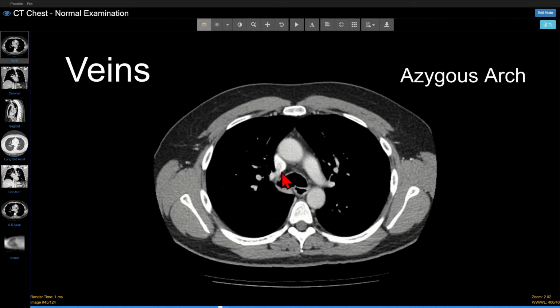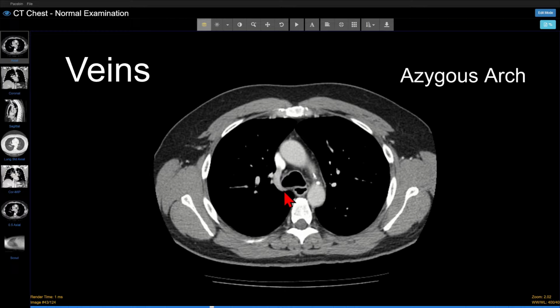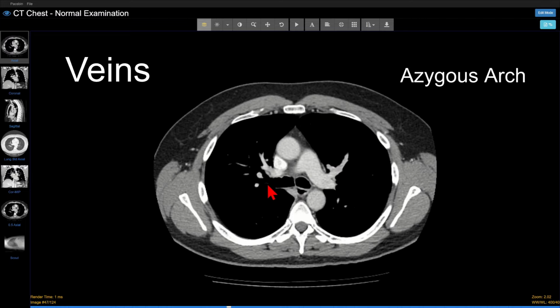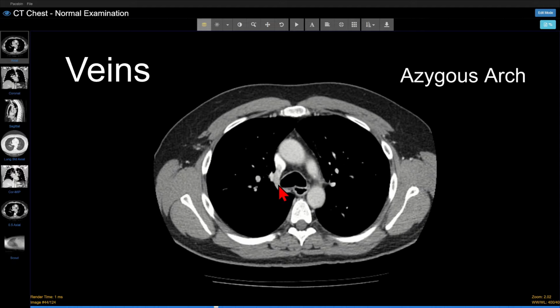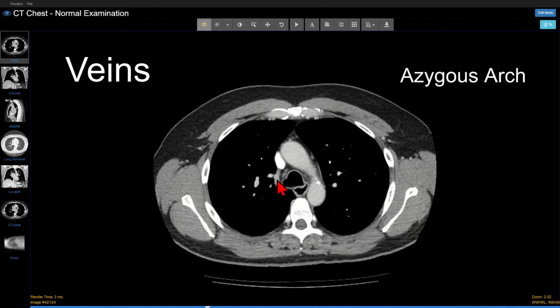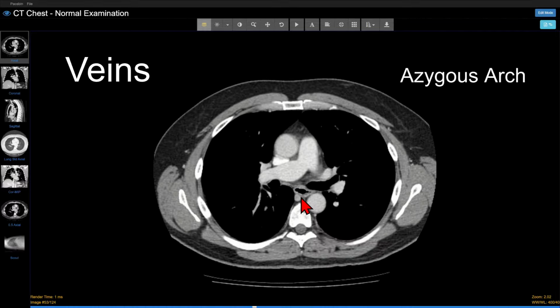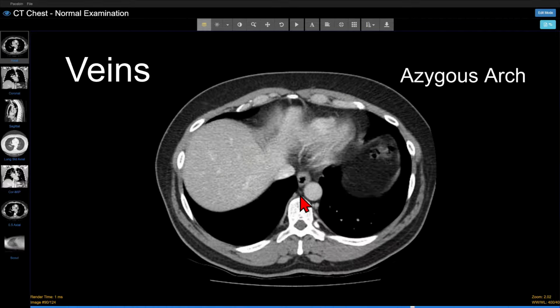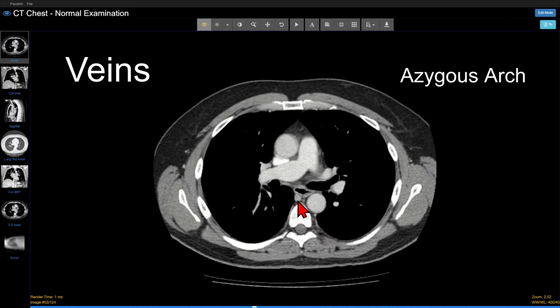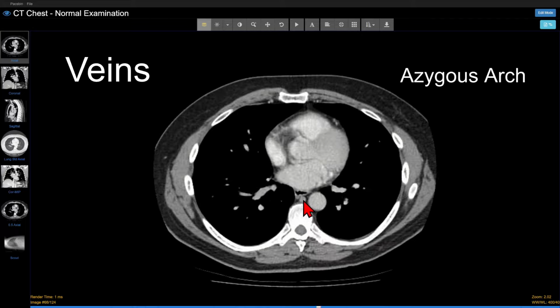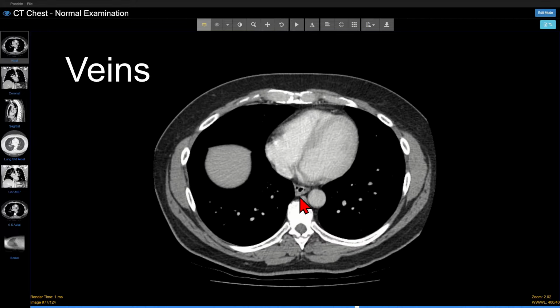The arch of the azygos here joins the superior vena cava just above the level of the right mainstem bronchus. So this is the right mainstem bronchus here. Just above it is this arch of azygos joining into the superior vena cava. The azygos itself comes from inferiorly here and extends up to the level of the arch, and it runs along the right side of the aorta in the posterior mediastinum.